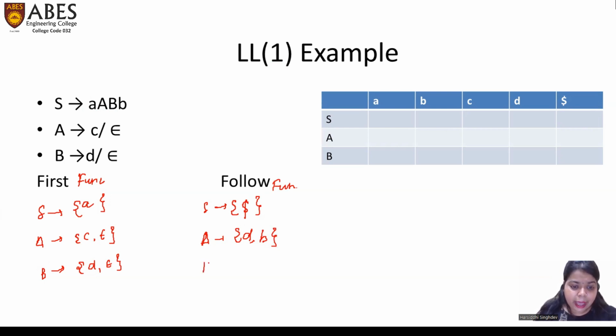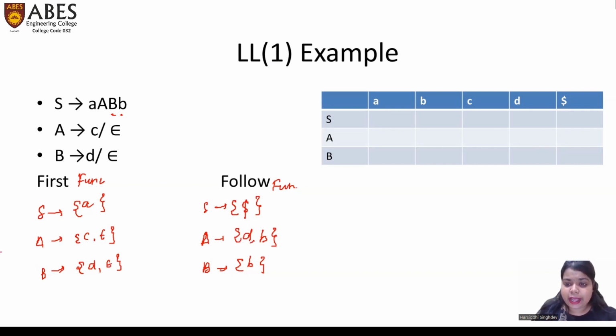Now it's the turn for capital B. In capital B, the follow will be, I think, small b. See, here capital B is the symbol. Which symbol follows the capital B? Small b. So we can directly write small b as the follow symbol for capital B. So this is our first function and this is our follow function.